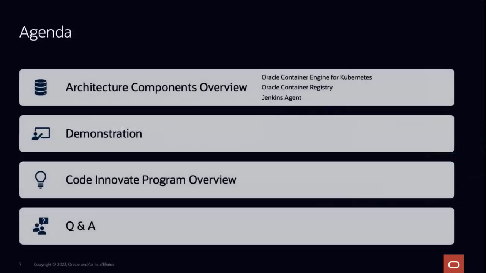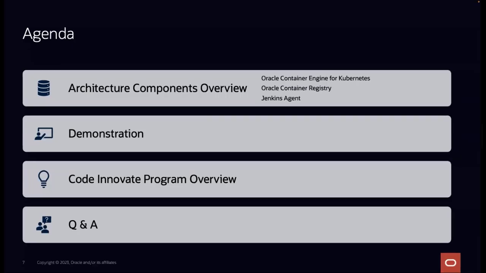That being said, here's the agenda for today's session. We are going to talk about the architecture components and overview, and then introduce you to Oracle Container Engine for Kubernetes, Oracle Container Registry, and Jenkins Agent. After that, we are going to see a quick demonstration. Then I'm going to walk you through the entire demonstration, talk about the different components we are using, and take you through each of these components, how we have configured it and how we have built it out. Then I'll take you through the Code Innovate program overview, followed by question and answer.